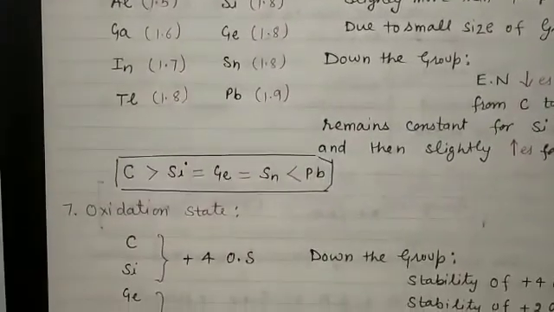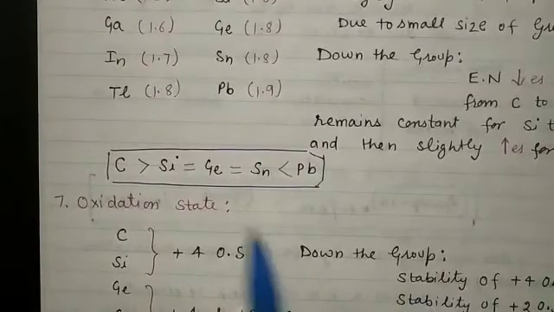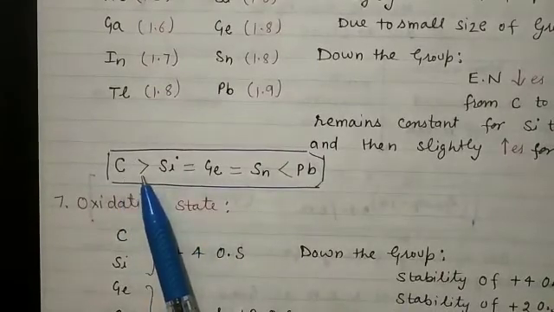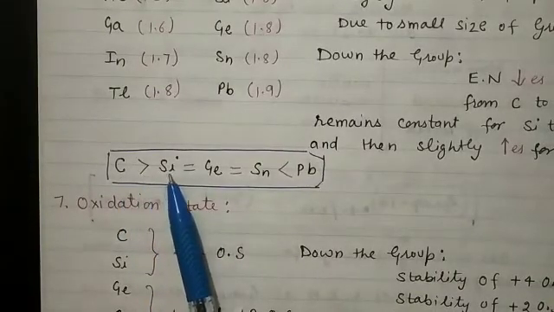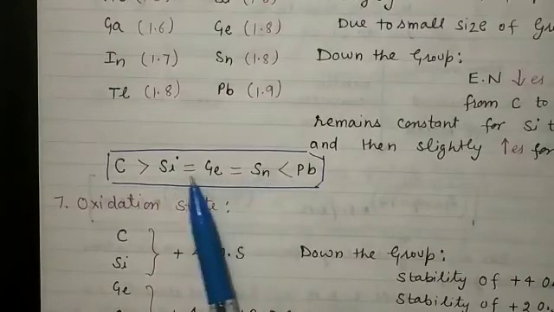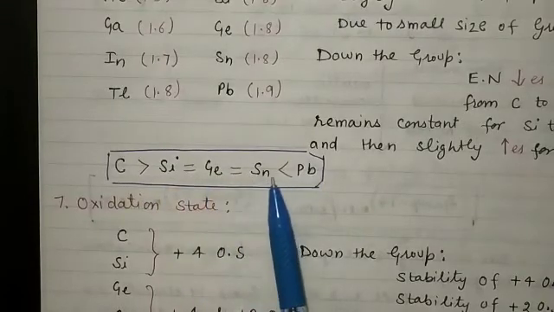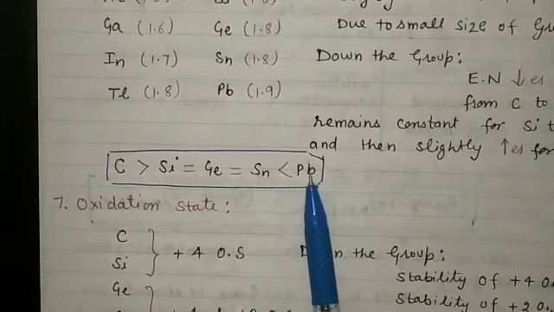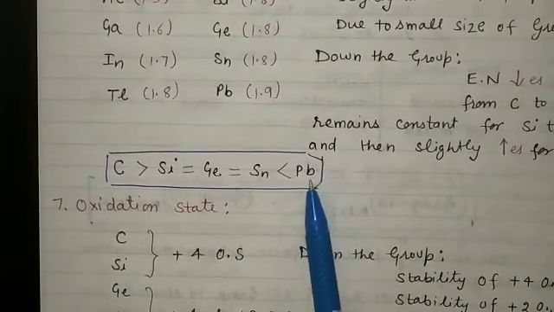So here you will see the order of electronegativity. Carbon has the greatest, silicon, germanium, and tin have the same value of electronegativity, and tin has a lower value of electronegativity compared with lead.